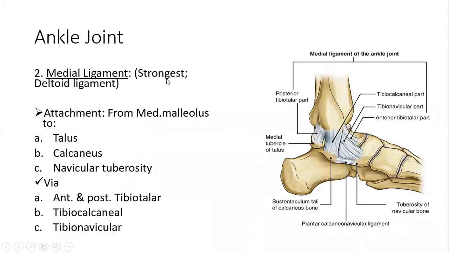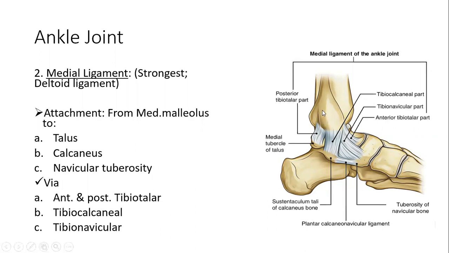Medial ligament is actually the strongest ligament of the ankle joint. That is why it is called deltoid ligament, not only on the basis of the shape of the ligament, but also its strength. It extends from its apex at the medial malleolus and gets attached in the form of three parts with the help of three more ligament bands. So from the medial malleolus, it extends towards the talus, calcaneus, and tuberosity of the navicular bone through anterior posterior tibiotalar, tibiocalcaneal, and tibionavicular bands.